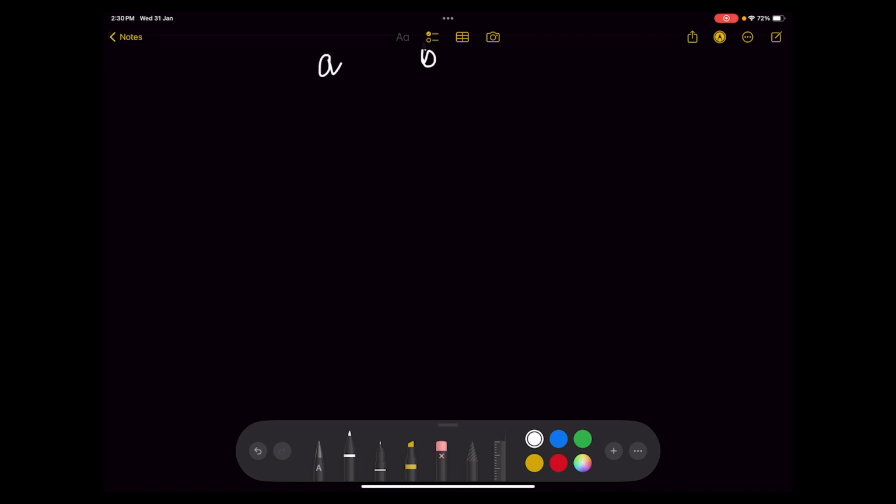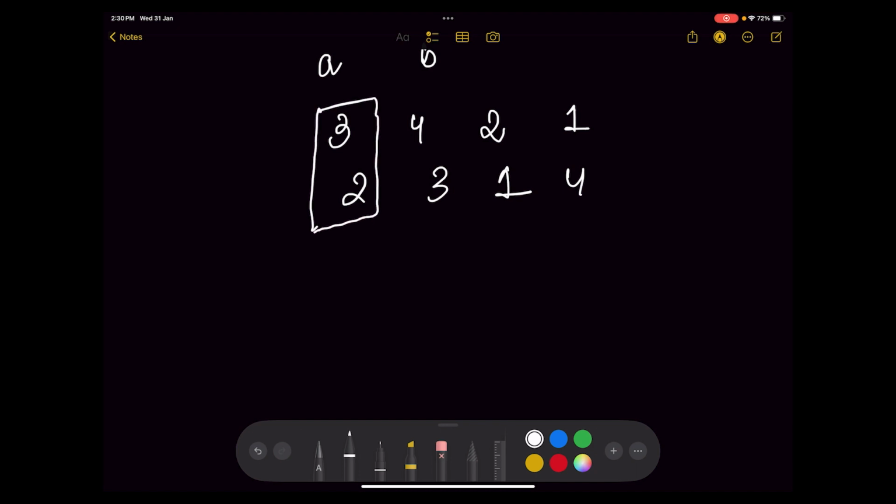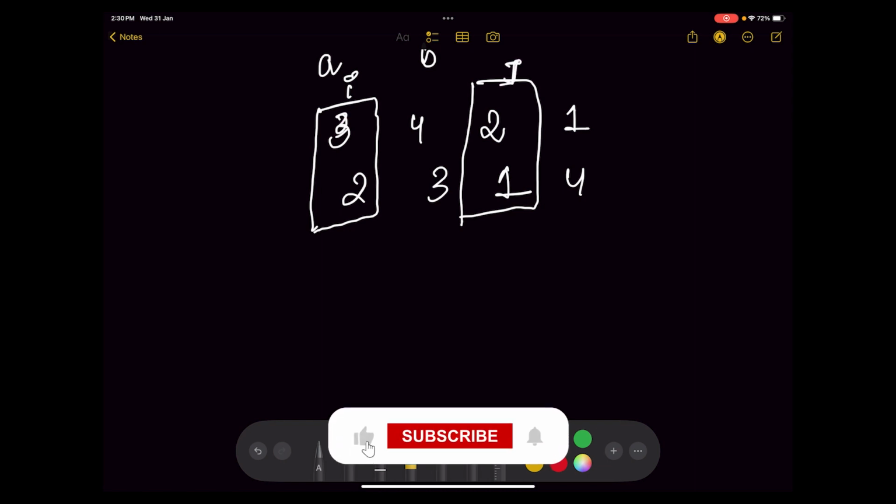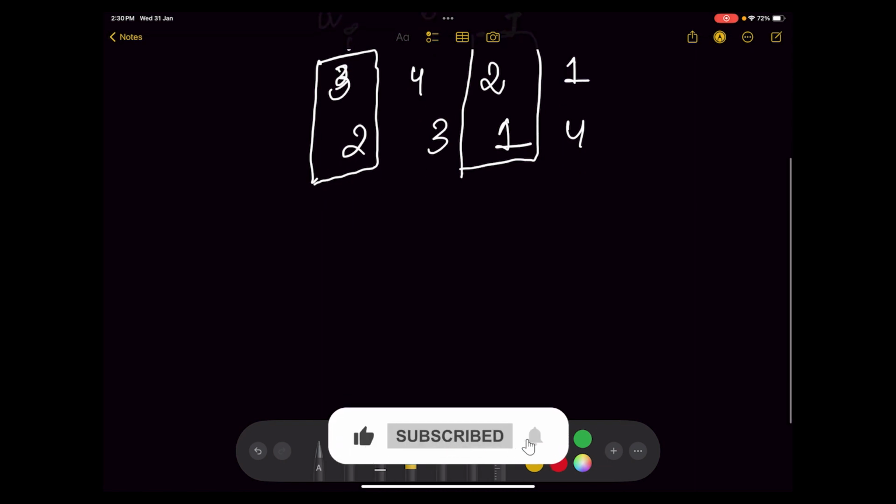Now let's say we have some integers 3, 4, 2, 1, and then 2, 3, 1, 4. Then how can we know the number of inversions contributed by this pair? Because we can swap in the form of pairs. I can swap the indices i and j, so these two numbers can get swapped, like the pairs can get swapped.